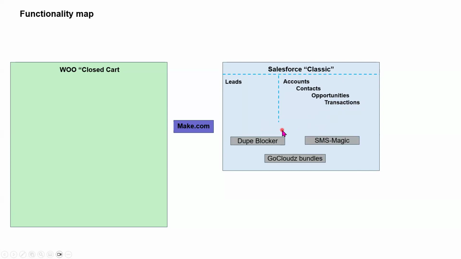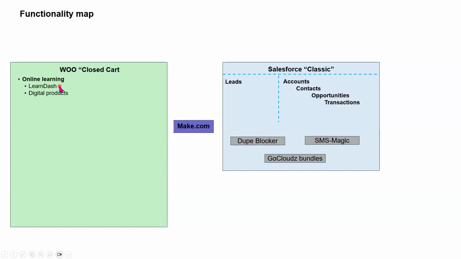In addition, we have a few plugins that are worth noting. We have a duplicate blocker to try to prevent multiple additional leads. We use SMS Magic, which is a texting tool that makes it very convenient for us to communicate with prospects and customers. And we're using GoCloud's bundles, which allows us to use one click to add multiple products that are bundled together.